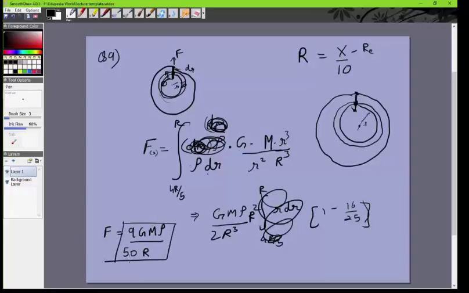We need the value of this force. However, we do not know what M and R are, right? But we do know one thing: this radius is equal to x by 10, where x is the radius of the earth. And we know the gravitational acceleration at the earth, small g, which is 10 meter per second squared. So we can use that. So we know 10 is equal to G times the mass of the earth by radius of the earth whole squared. So the radius of the earth is x squared.